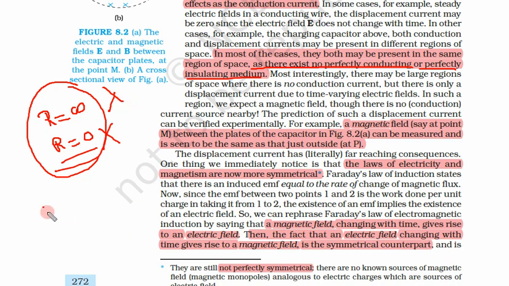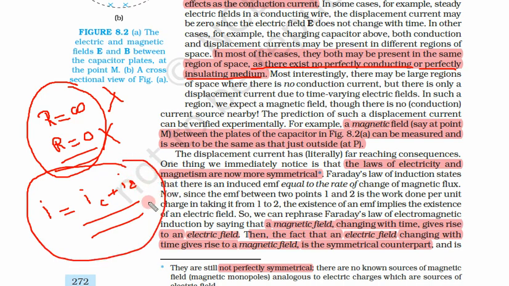That's why in most regions of space we get I equal to IC plus ID, where both of them are non-zero. That's why we add them. There is not only conduction current, and not only displacement current. In most regions there are both of them, and we add them.